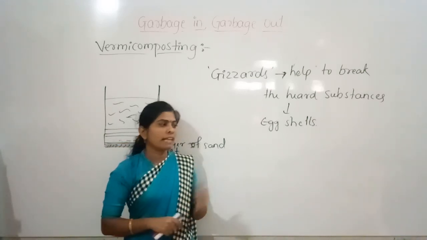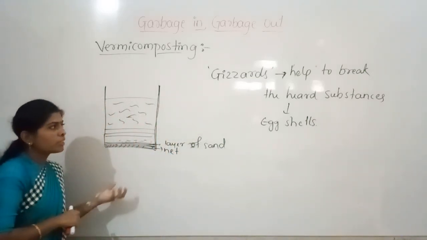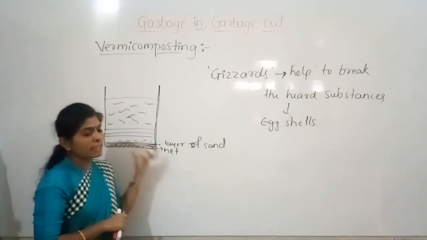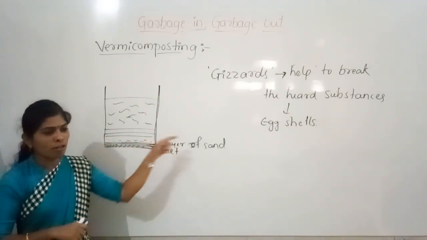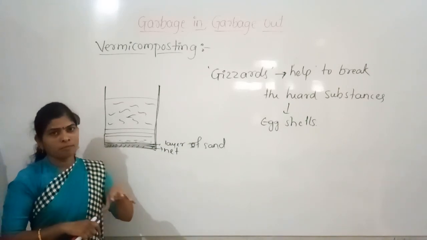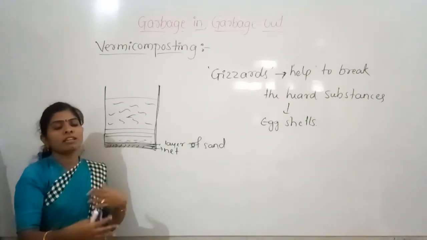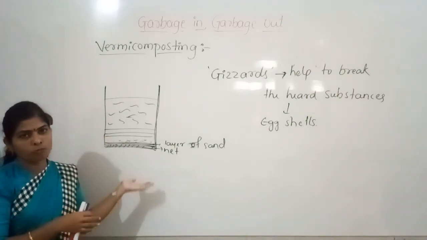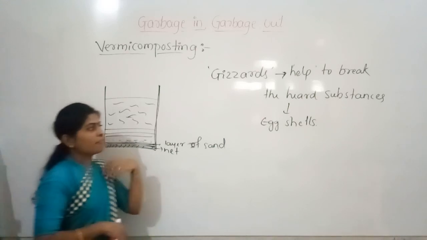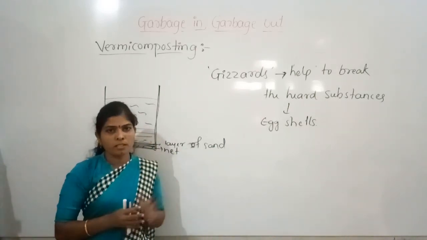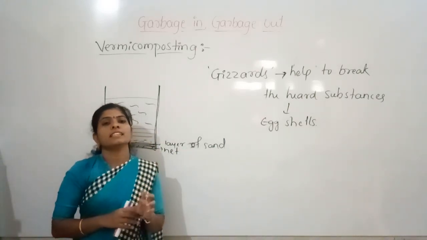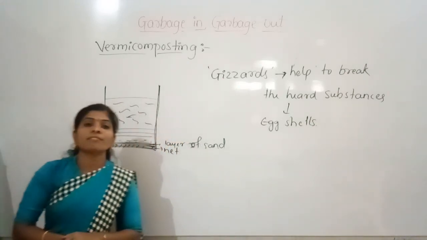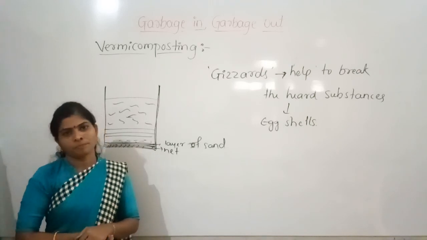So likewise, they will again be converted into manure. And if you observe the pit after a few days, and every day you have to stir it, because that food should be made available to all these animals, and every day you have to feed some food to these worms. Then after a few days, if you observe the pit, you can see a black, soil-like substance. That we can call the manure.